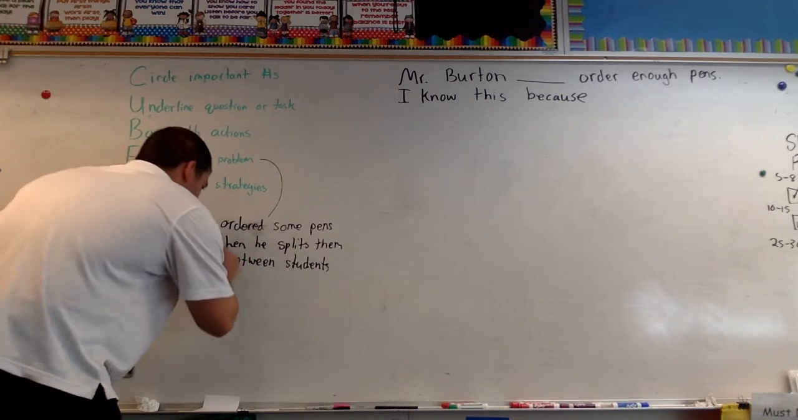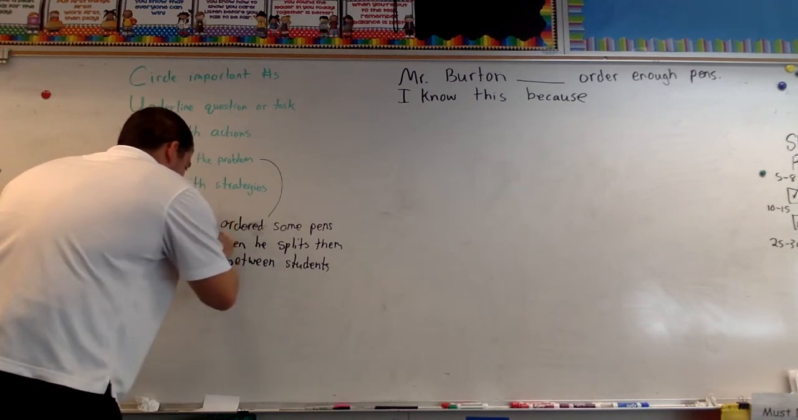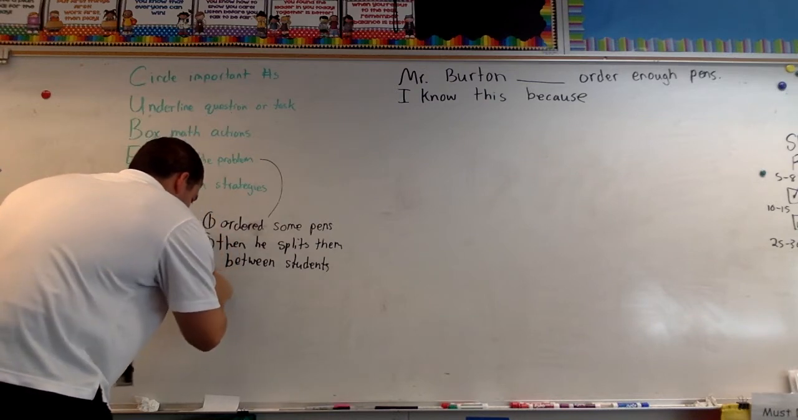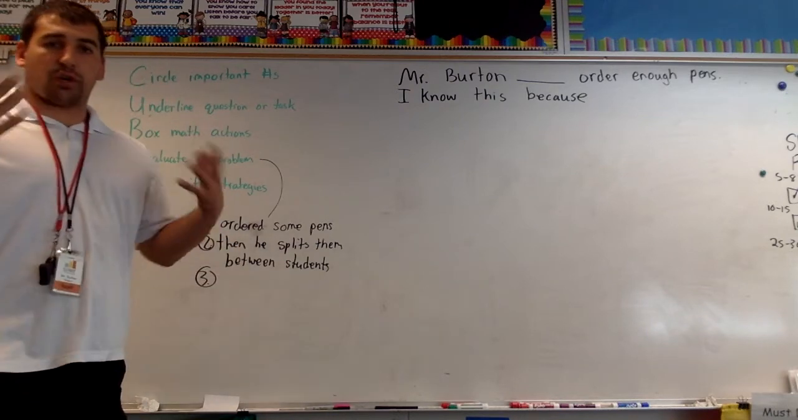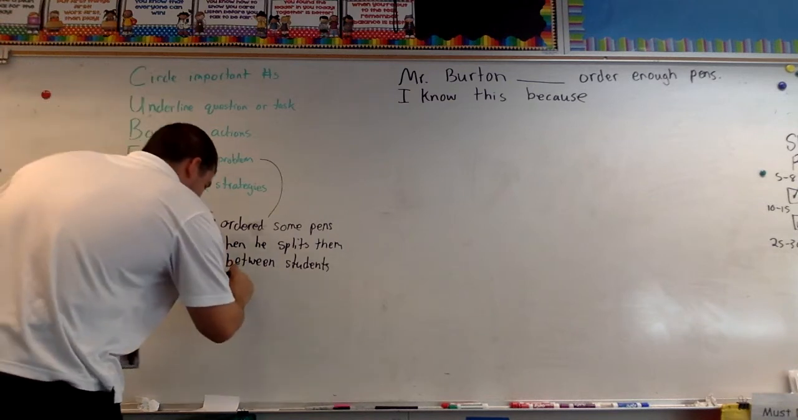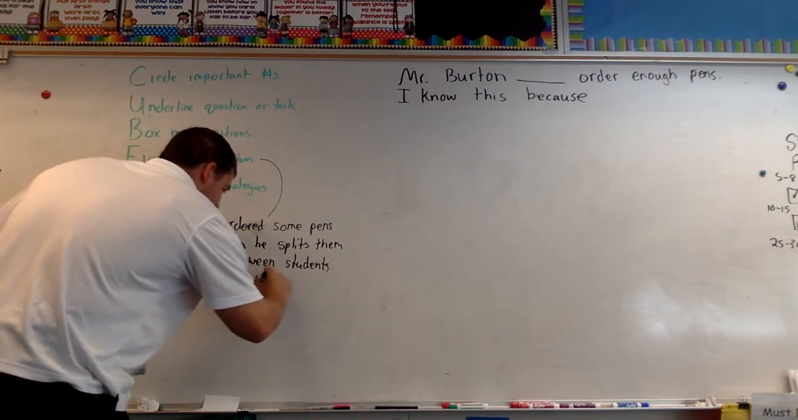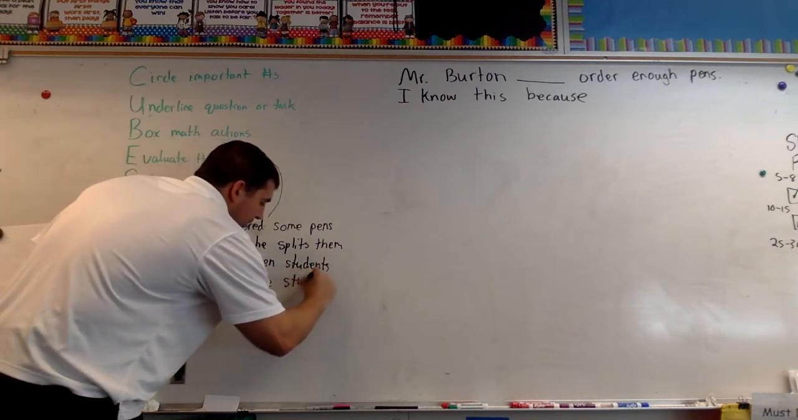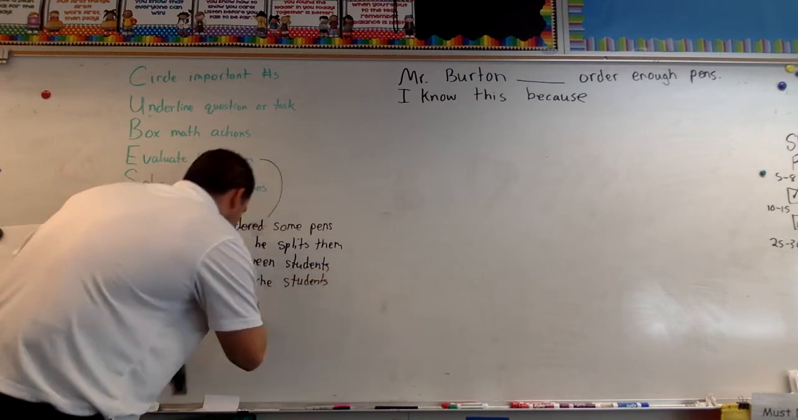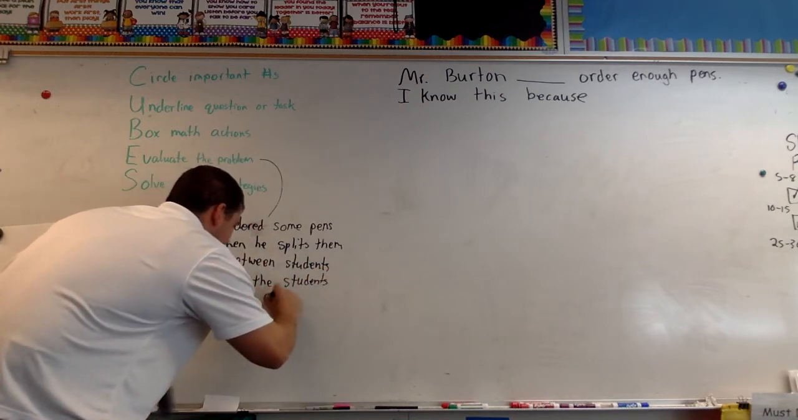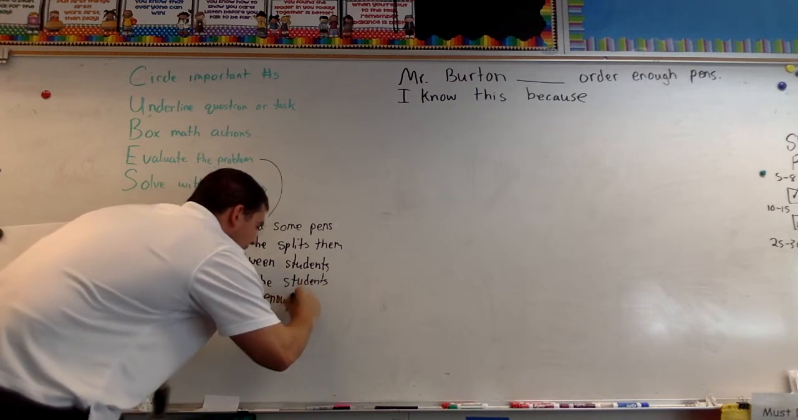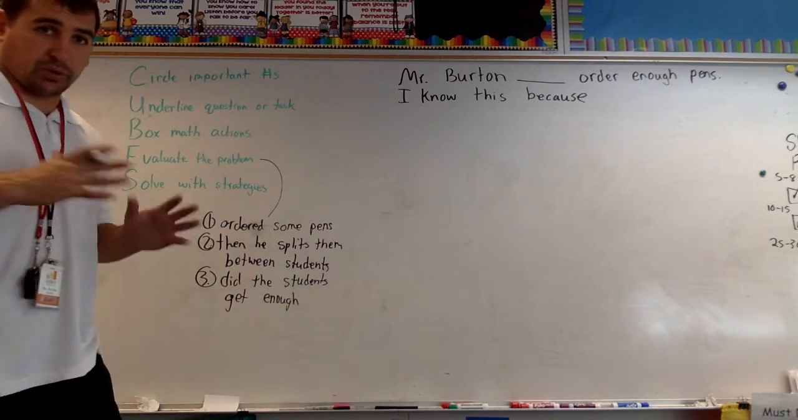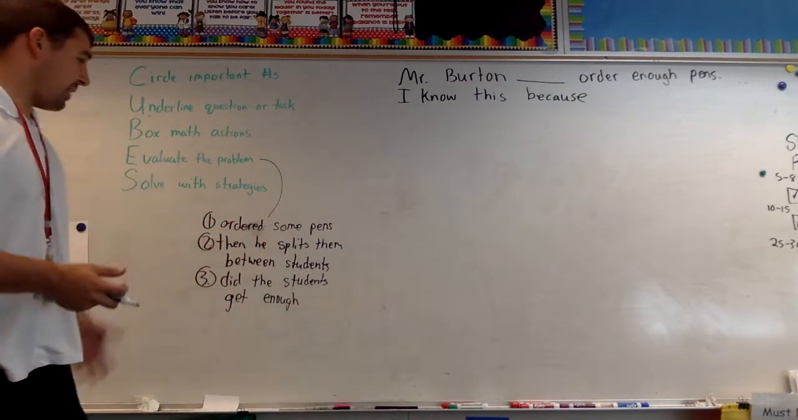All right. He has a certain amount that the students want, and did the students get enough? That's basically what we have to figure out. Now we're just going to put some numbers in there, okay? So I can make it really easy.